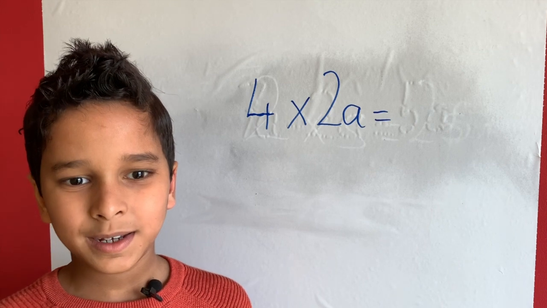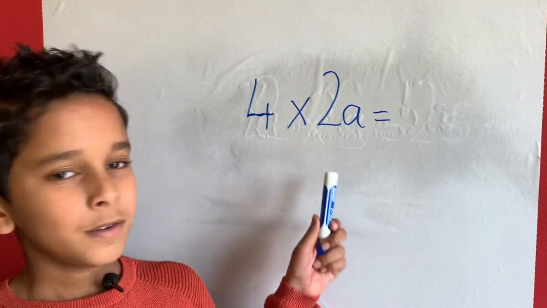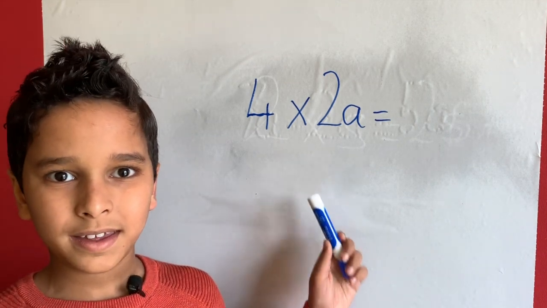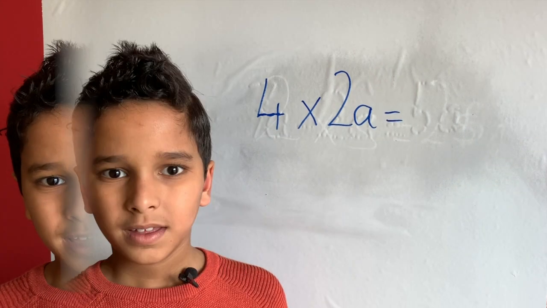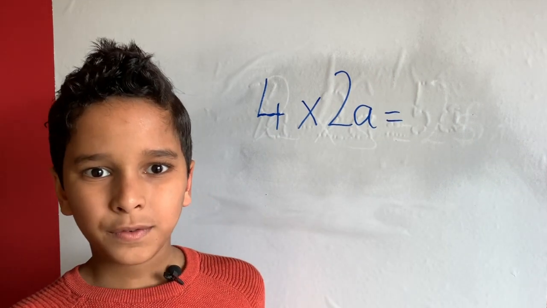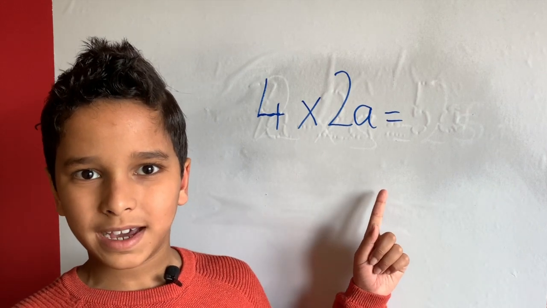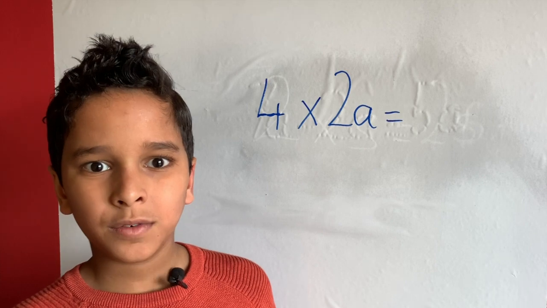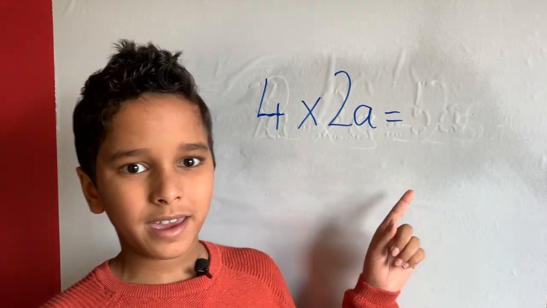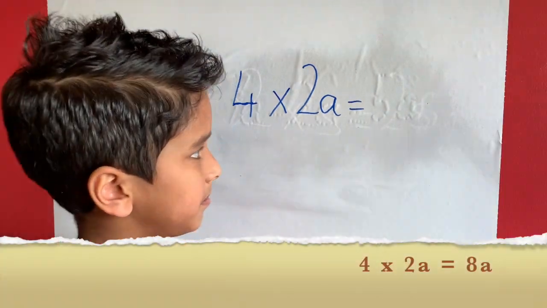Let's look at another example. 4 times 2A. Let's say A stands for apple. If I buy 4 apples 2 times, that would make 8 apples. So 4 times 2A equals 8A.